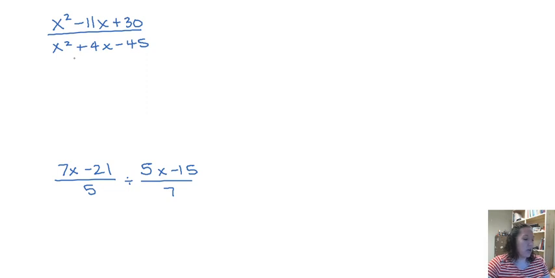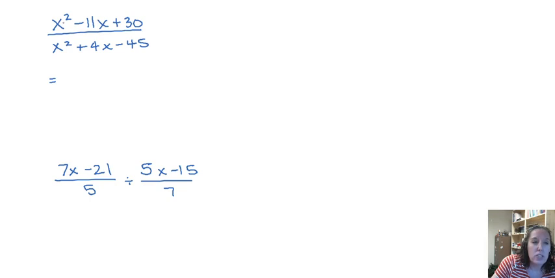And just like when you're reducing fractions in arithmetic, what we want to do here is find all the factors, see if we have any common factors, and then divide out those common factors. So we need to factor everything.